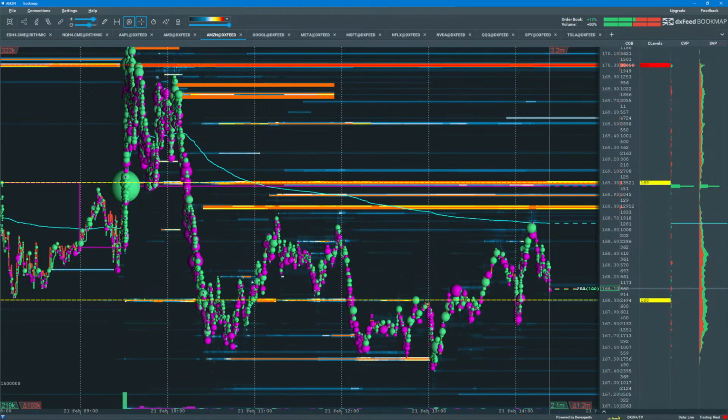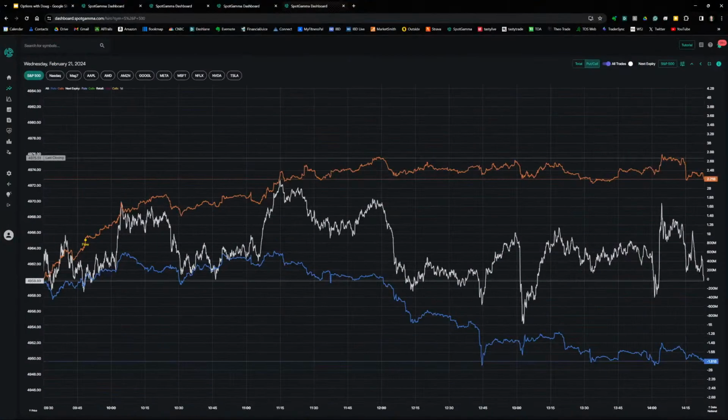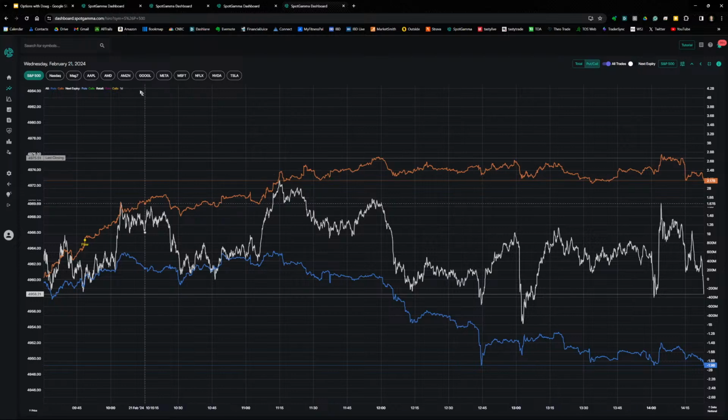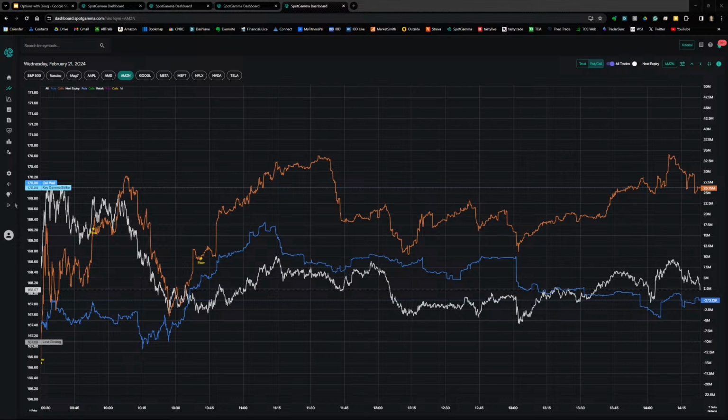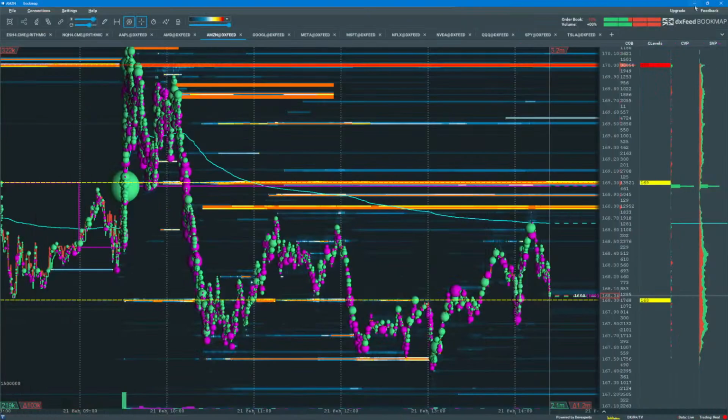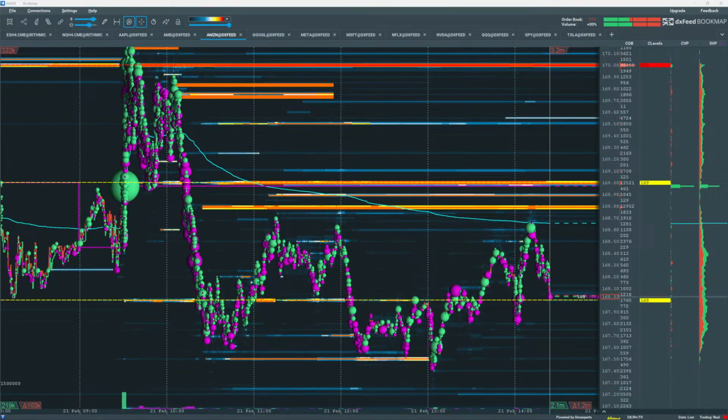Oh, the one thing, let's go back to Amazon. One thing I meant to point out was the reversal at the 170 call wall. 170, the call wall, key gamma strike acting as resistance as expected. There's the 170 call wall. Acting as resistance, good entry point for a short, good for a couple of points in Amazon.